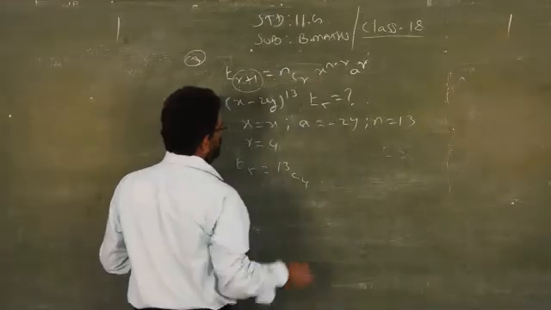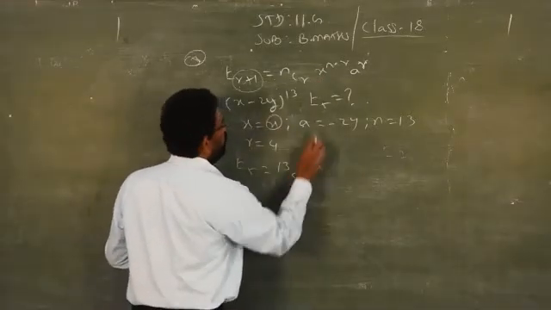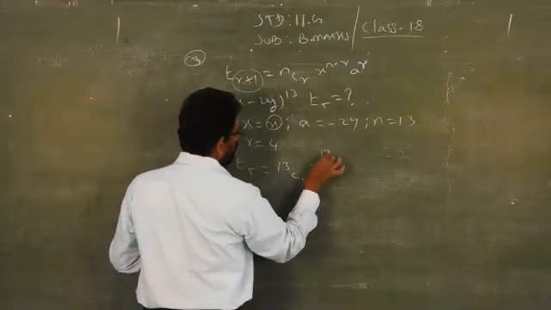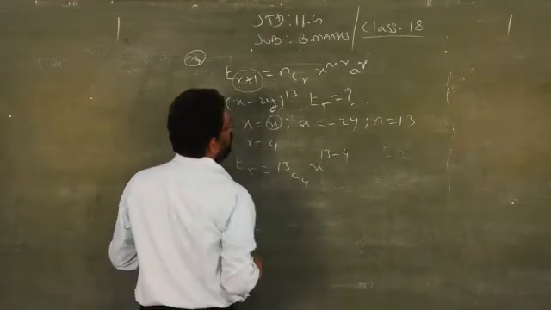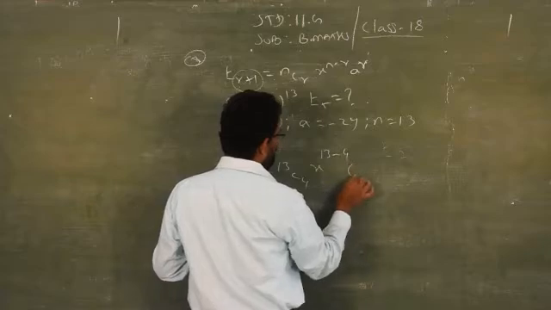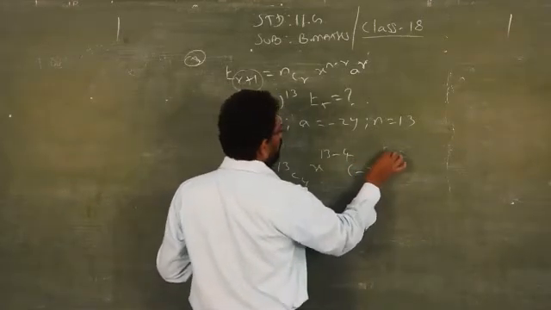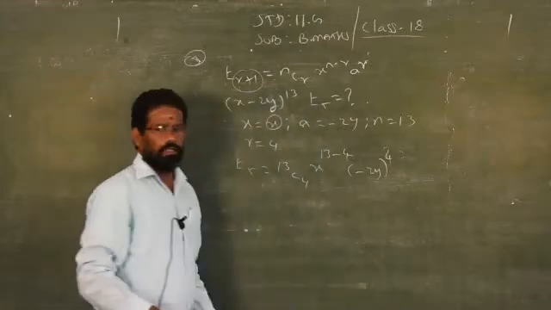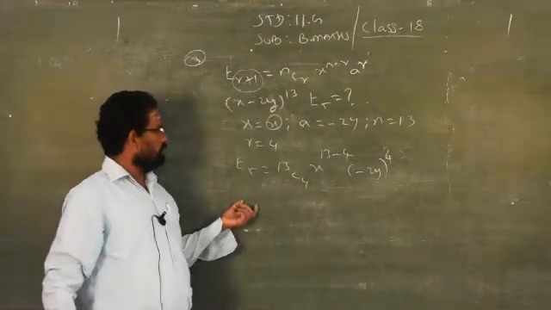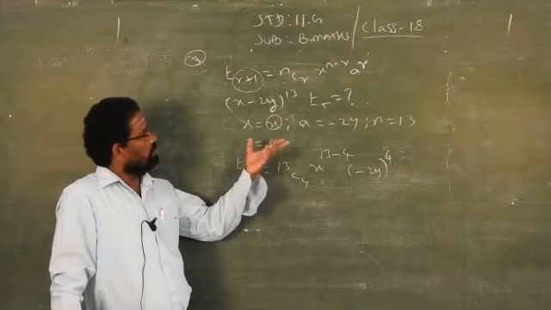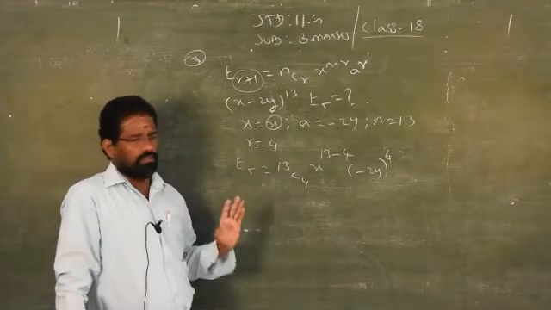So next, x. What is your x? x only. Then what is the power? n minus r is given. Your n is 13, r is 4. Then a is minus 2y, whole to the power of r, that is 4. Are you clear? I am just replacing n, r, x, a from the information.